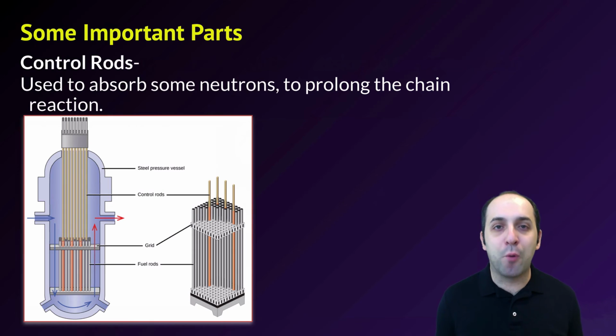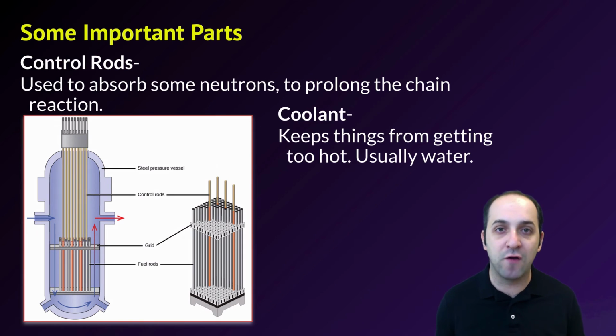There's a couple of different important parts of a nuclear power plant that you should be aware of. So one is that in the core, not only do you have the fuel rods, but you also have control rods. And so these control rods work to absorb some of the neutrons that are produced, and this prolongs the chain reaction. You can make the chain reaction happen over a much longer period of time by absorbing some of the neutrons and controlling the overall amount of fission.